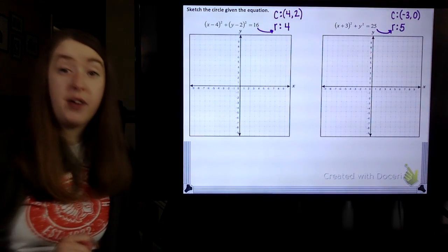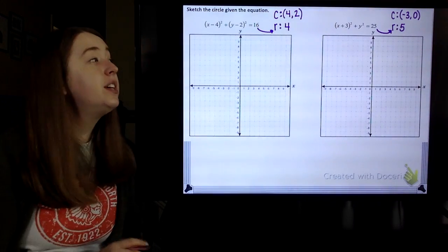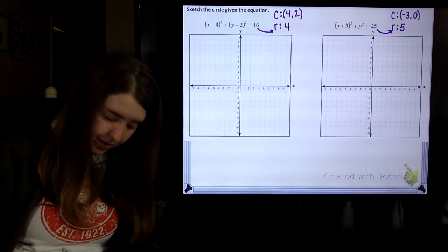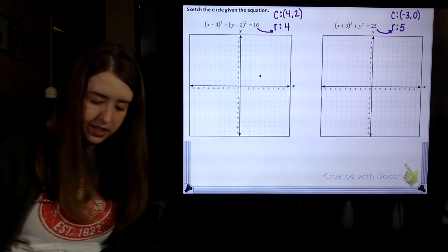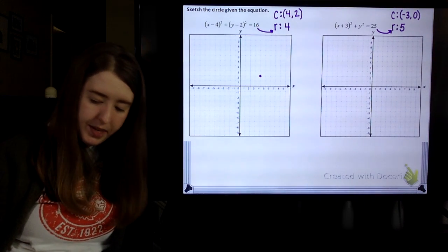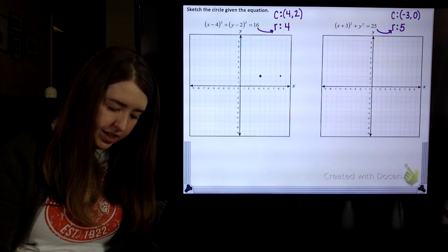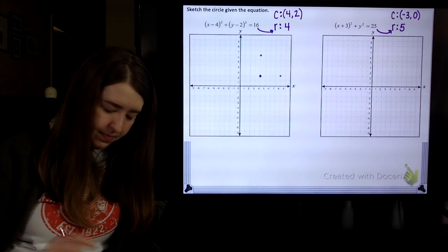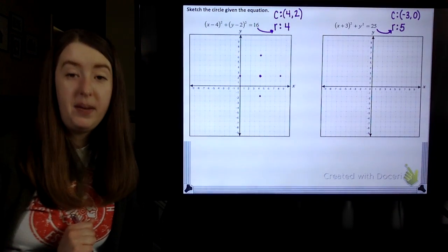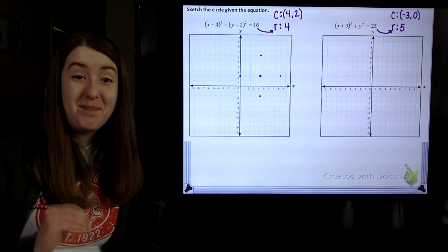Now let me show you how to graph. So let's graph this one first. What I want you to do is go ahead and plot the point 4, 2. So we're going to go over 4, up 2. There's the center of our circle. Now our radius is 4, right? So I'm going to count out 1, 2, 3, 4 units in each direction, left, right, up, down, of that center point.